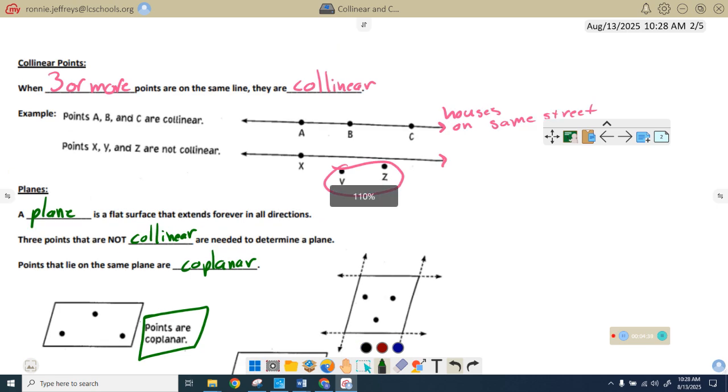Now, here's what's great and confusing about math again. We're asking you to talk about something that extends forever, but yet we're drawing a box like this that does not extend forever. Makes a whole lot of sense, correct?